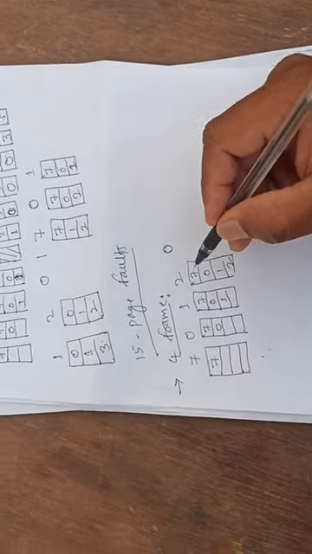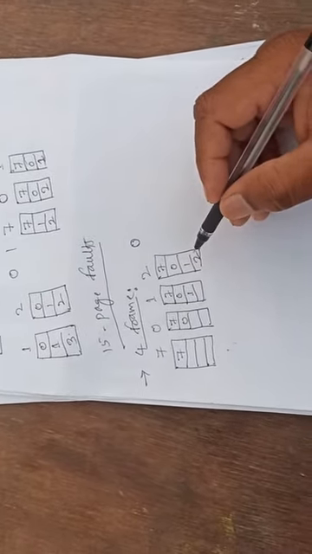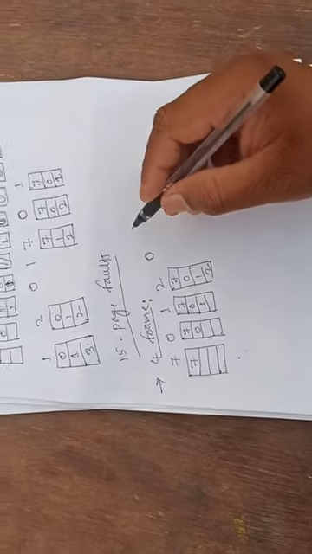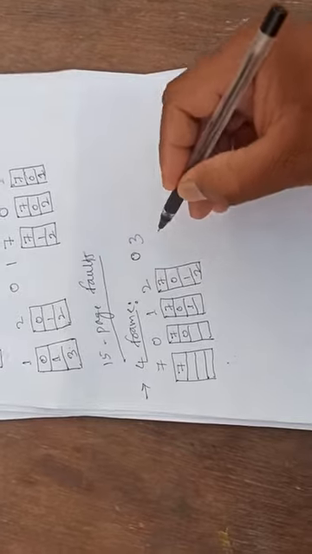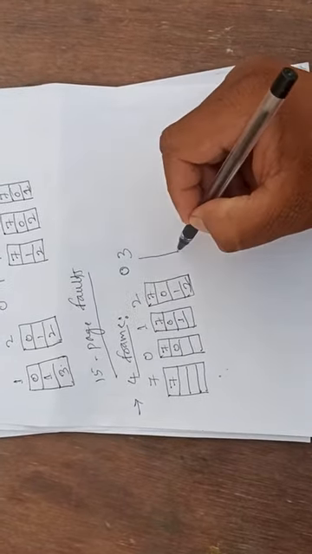Now verify whether this page is already in the memory or not. Yes, it is there in the memory. There is no need of page replacement, or there is no page fault. We'll go to the next sequence. The next sequence is 3. Now this page reference is not in the memory. There is a page fault.